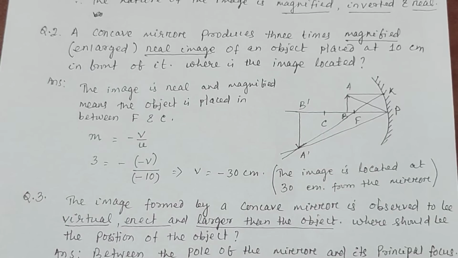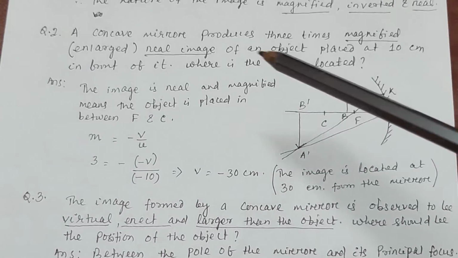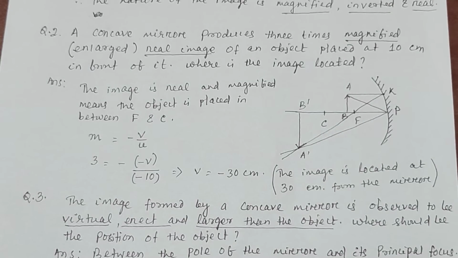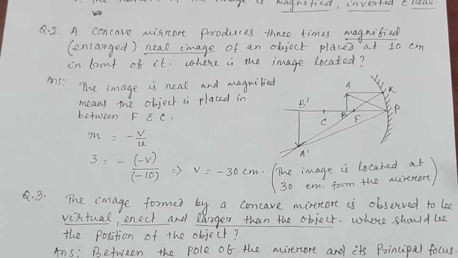Next problem. A concave mirror produces a 3 times magnified real image of an object placed at 10 centimeter in front of it. Where is the image located?